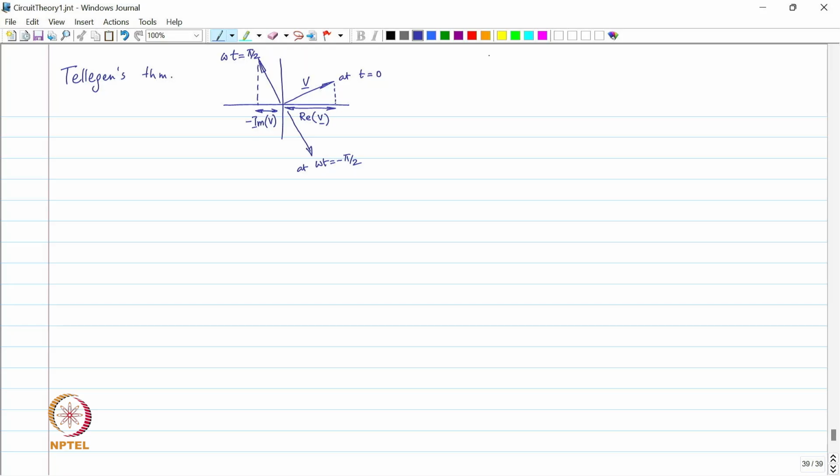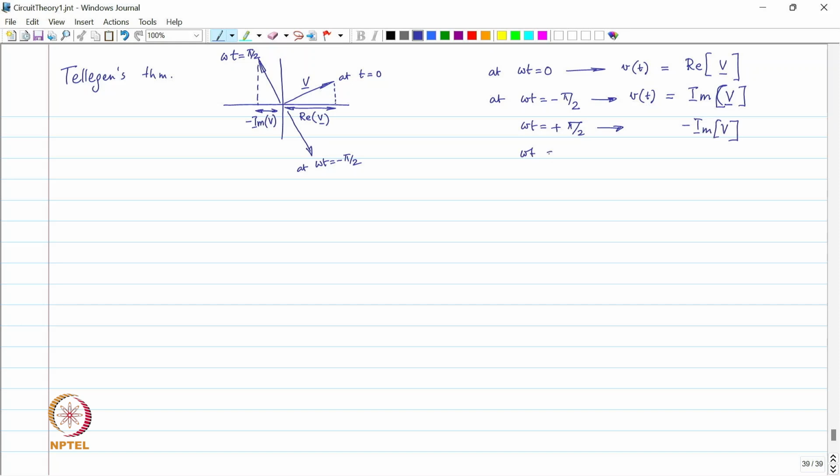So you see what is going on. At t equal to 0, the actual voltage of the phasor is the real part of V. At omega t equal to minus pi by 2, it is the imaginary part of V. Omega t equal to plus pi by 2, I get minus imaginary part of V. Omega t equal to pi, minus real part of V.